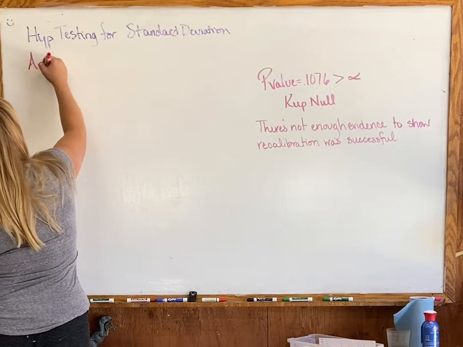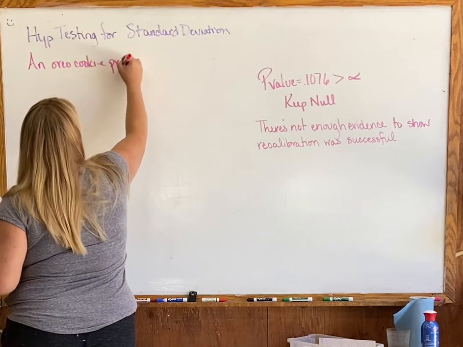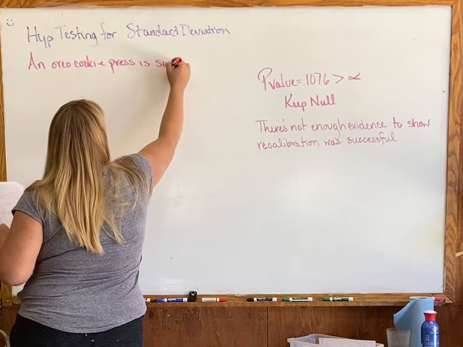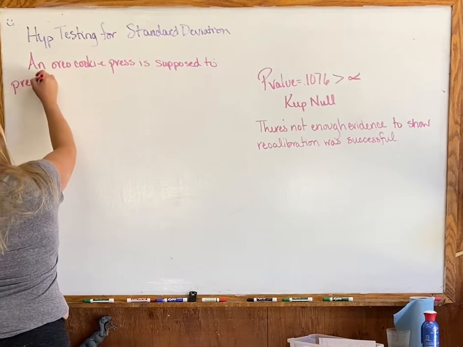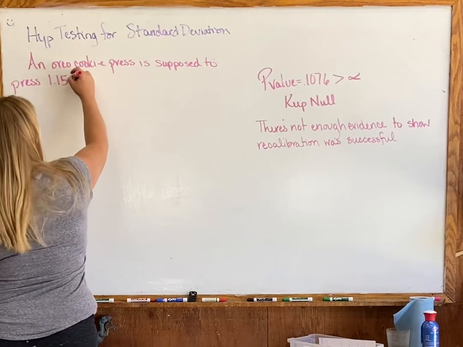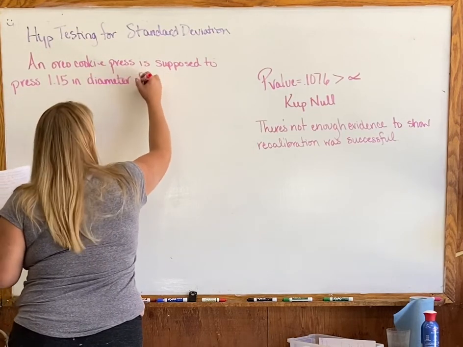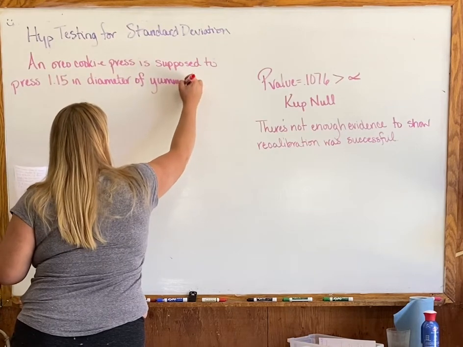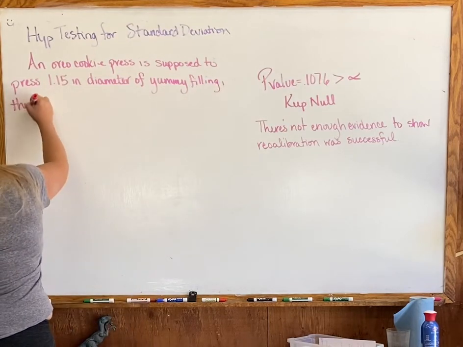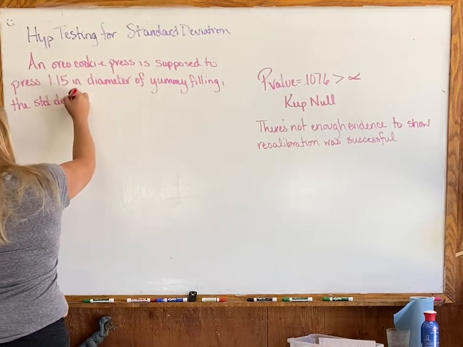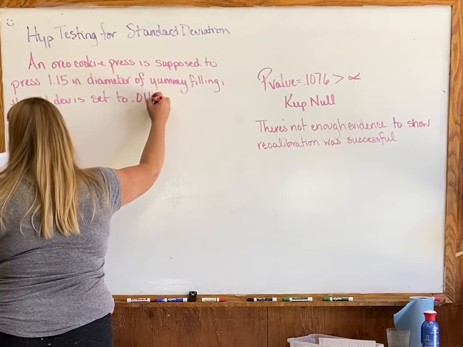So this one says, an Oreo cookie press is supposed to press 1.15 inch diameter of yummy filling. The standard deviation is set to 0.011.